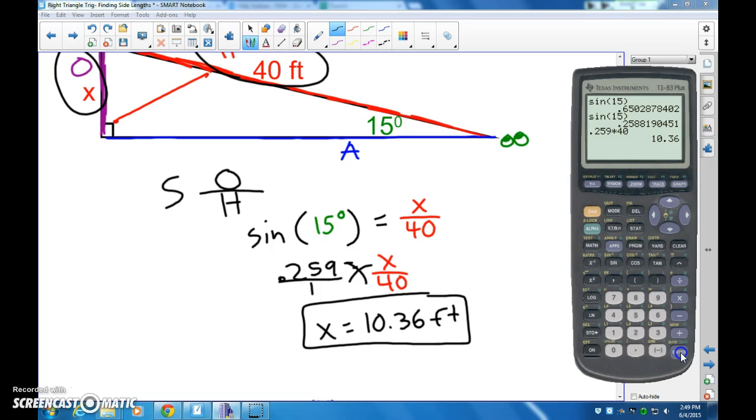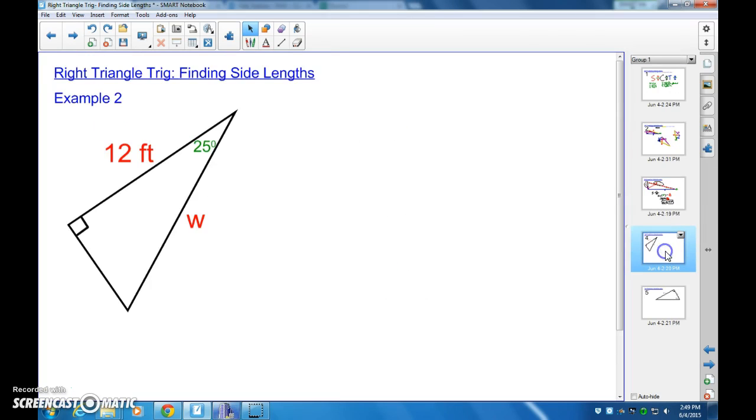Okay. Now that was one using sine. Let's take a look at another example where we'll use a different function. Again, 90 degrees. You have 25 is where you're starting at. That's what you're visualizing is from here. I want to find W, and I know a side length is 12.